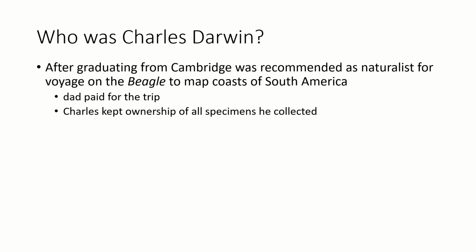Charles was also able to negotiate that he maintained ownership of all of the specimens that he collected during the voyage. So they didn't belong to the ship or the captain or the crown. They belonged to Darwin. And if you're thinking, wow, that seems like a huge source of wealth, you're right. So one of the things I want you to understand about Darwin's life is that the fact that he came from money made a lot of this possible.